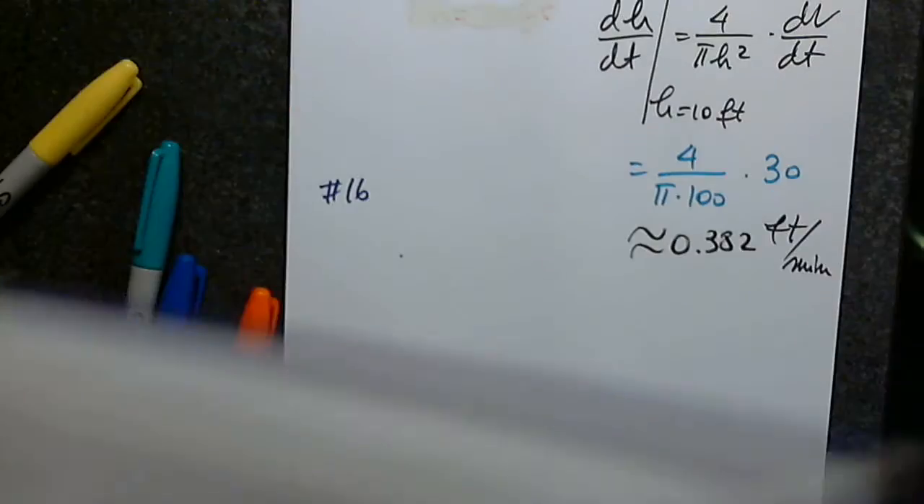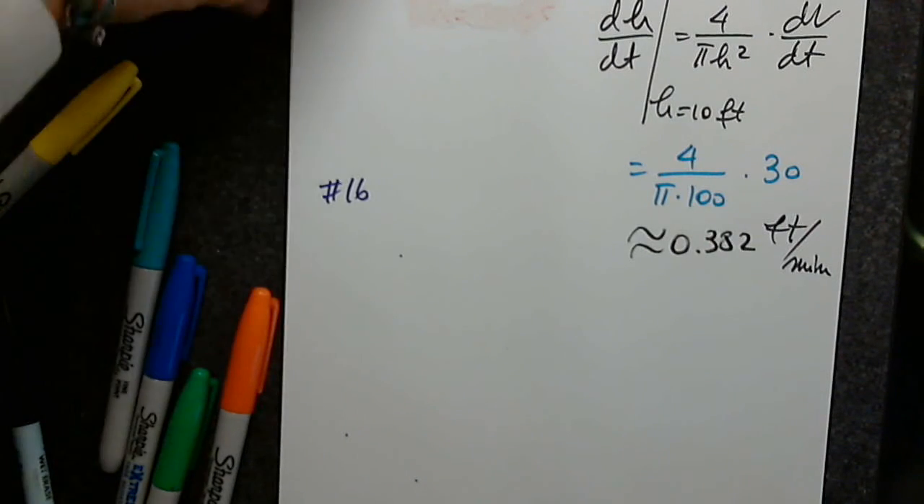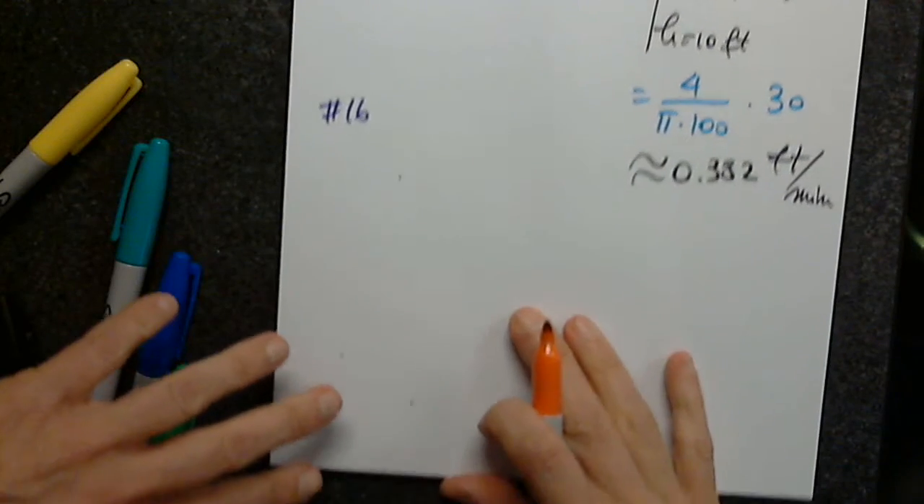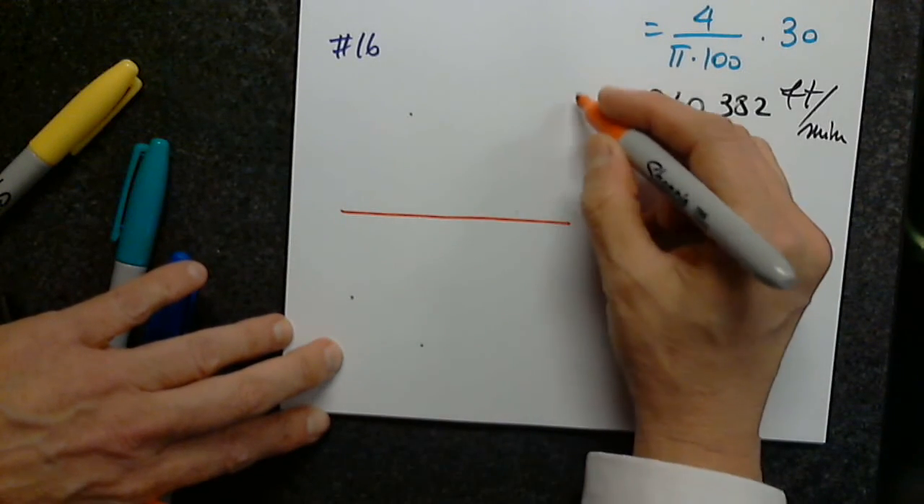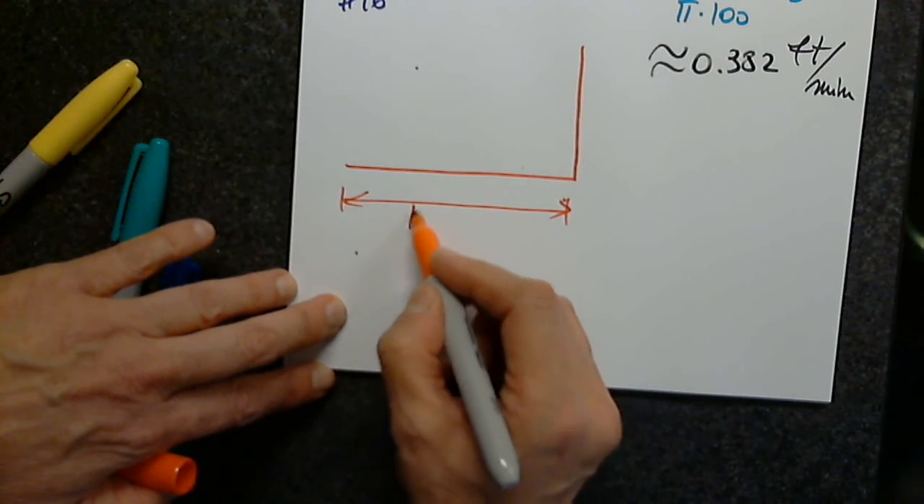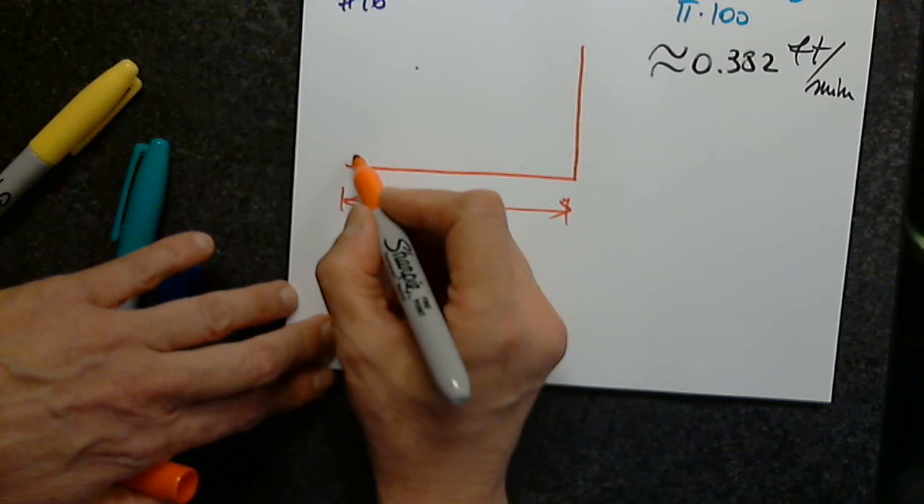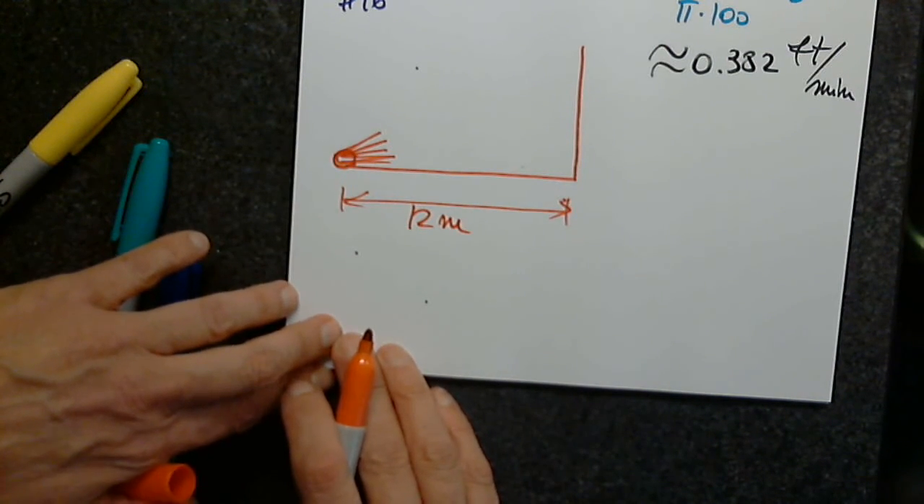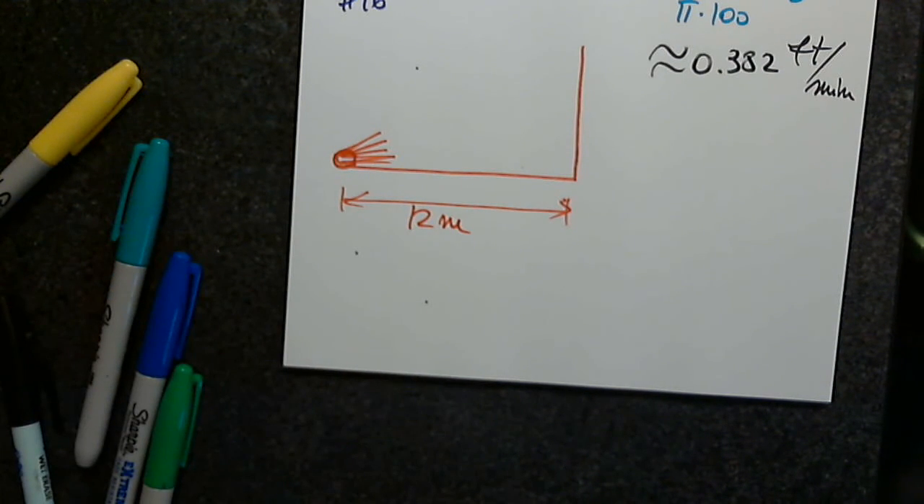Okay, so let's start from the beginning. We will read it again and we will come up with a figure. A spotlight on the ground shines on a wall 12 meters away. Okay, that's what I know from the very first sentence. Period. There is nothing else.